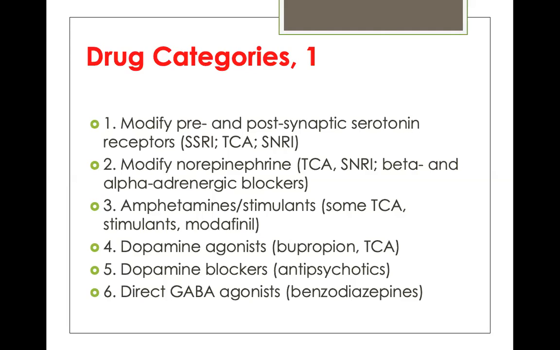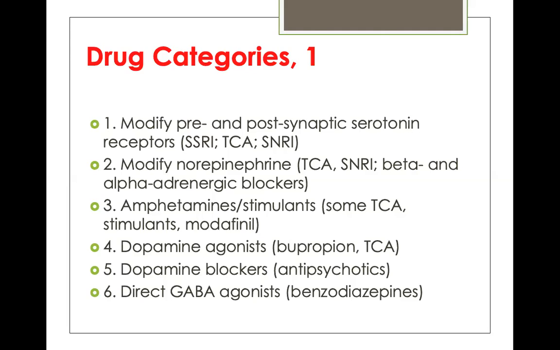Then we have drugs that modify norepinephrine receptors. Again, tricyclics, SNRIs, drugs like atomoxetine, which is a purely norepinephrine receptor agent, beta and alpha-adrenergic blockers, things like that. Then we have amphetamines or stimulants, most of which increase dopamine. Some tricyclics, like desipramine, function in this way. The psychostimulants function in this way. Modafinil functions in this way.